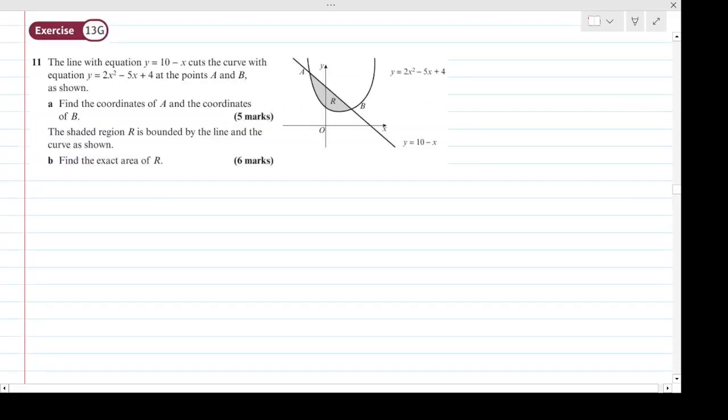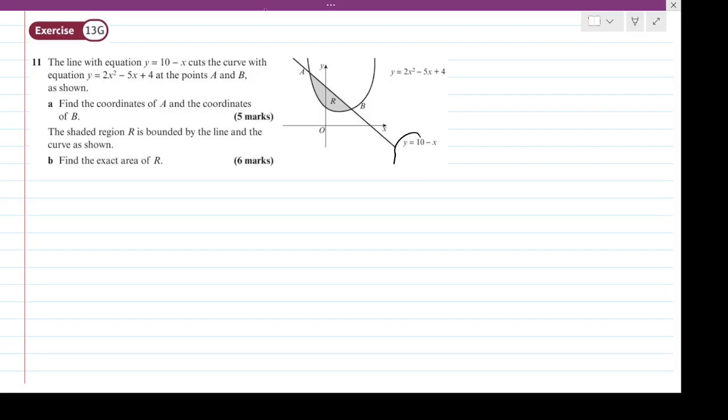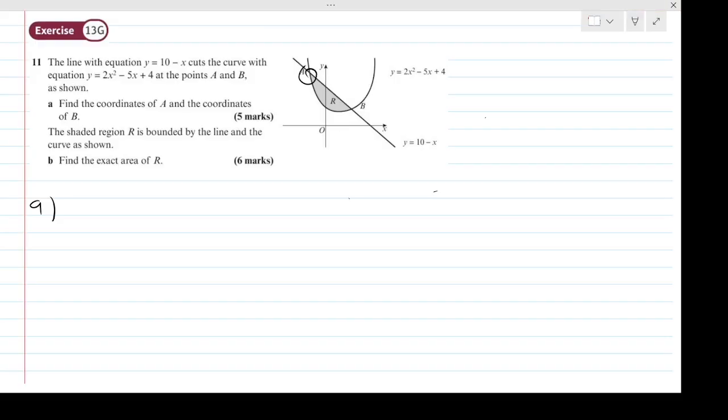Okay, so we've got this question now. We're given a line with equation y is 10 minus x, and it cuts the curve with y is 2x squared, take away 5x, add 4. Firstly, we need to find the coordinates of A and the coordinates of B, which are here and here. Well, coincidentally, they're both intersections of the curve and the line.